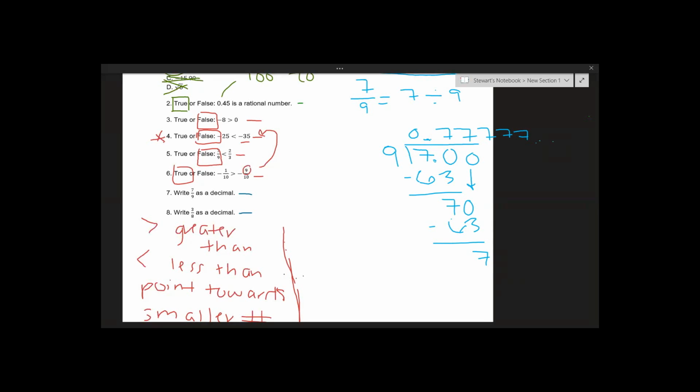A way to express this would be to say that this equals 0.7 with a bar on top, which means repeating. That just means the 7 will repeat itself forever.